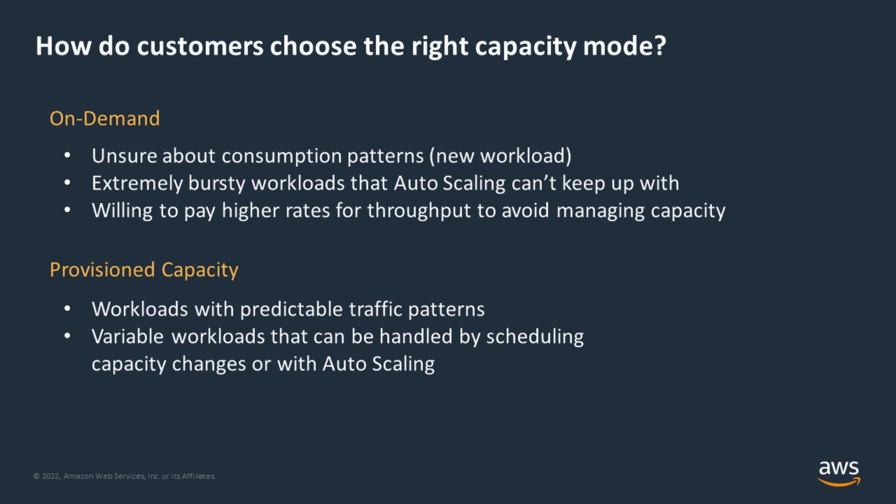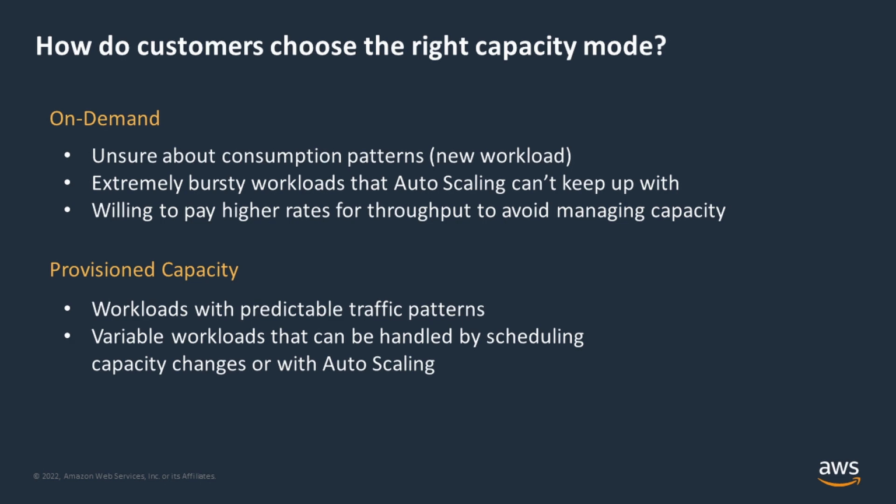And now the rules of thumb for how to choose from on-demand or provision capacity is that, generally speaking, new workloads go with on-demand. And if you're unsure about the consumption patterns, then on-demand is a great first choice. If you know that your workload is going to be very bursty in a way where auto-scaling can't keep up with the bursts that are coming in, then on-demand is a good choice. And if you're just willing to say, I just don't want to think about it, and so I'm willing to pay a little bit of a higher rate to avoid having to manage my capacity at all, then on-demand can be the right choice.